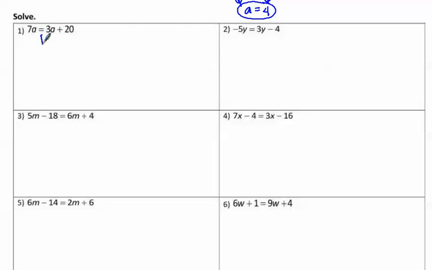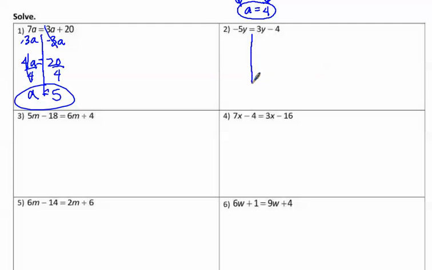Draw your line, and I'm moving the smaller variable. I'm moving the smaller term of 3a on the side with the larger term of 7a. So I'm going to subtract 3a on each side. So I get 4a equals 20. Divide each side by 4. Get a equals 5.